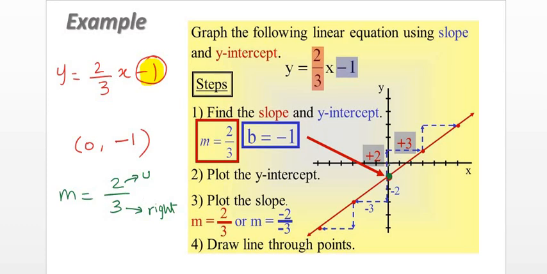So from this one, I'll count 2 up, let's say 1, 2, and then I will go 3 right. It will give me this point. Again, I will go 2 up and 3 right to have another point. If I want to get the points on the opposite side of the starting point, I will flip each sign. So 2 will turn into negative 2 and 3 will turn into negative 3. That means 2 down, 3 left. I have to go opposite to this one.